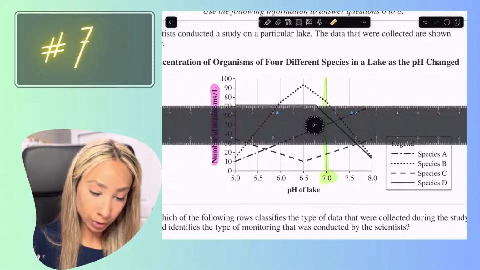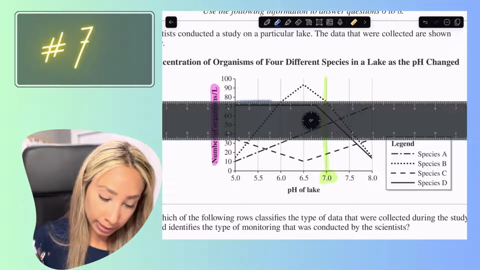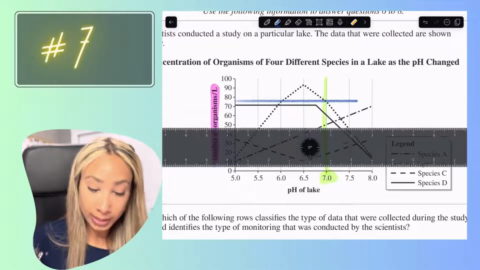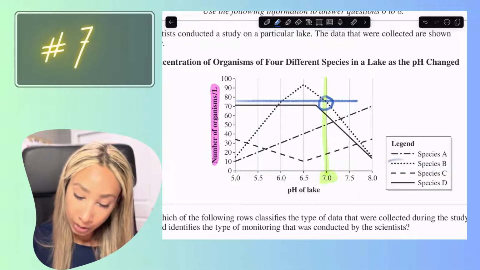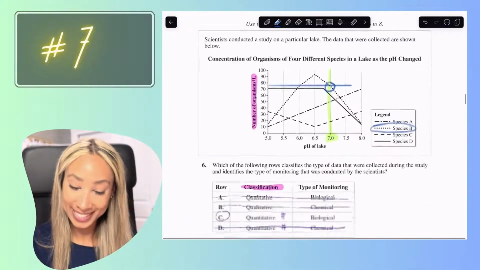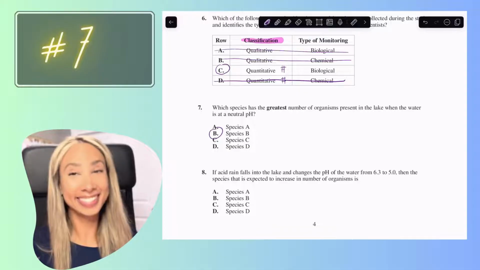So I'm going to go ahead and use my ruler here. And I'm going to say, well, okay, there's only really one organism that's hitting that high point at neutral pH, and that's going to be the one with all these dots here. So that one to me looks like species B, which means our answer for this question is going to be B.